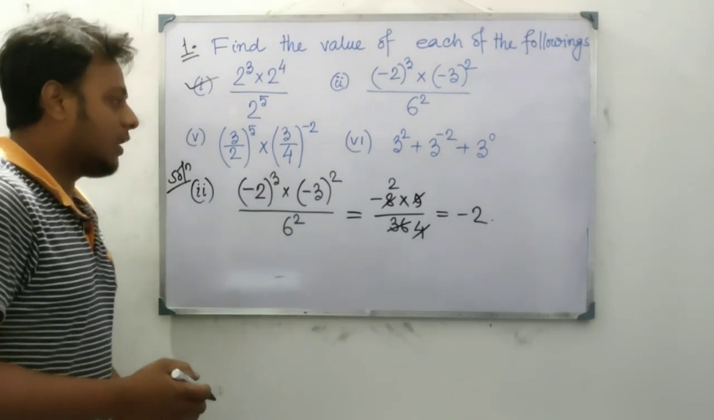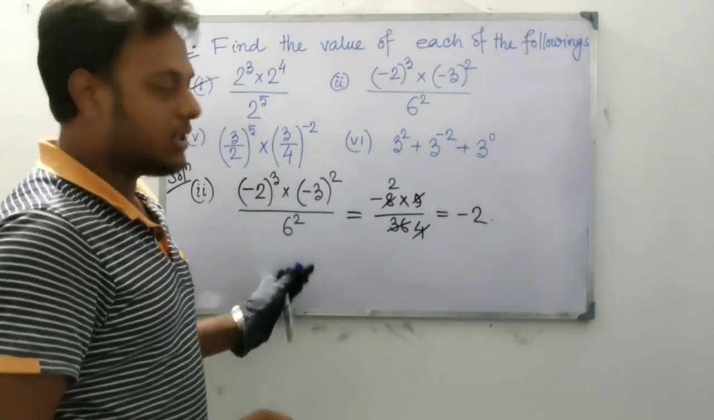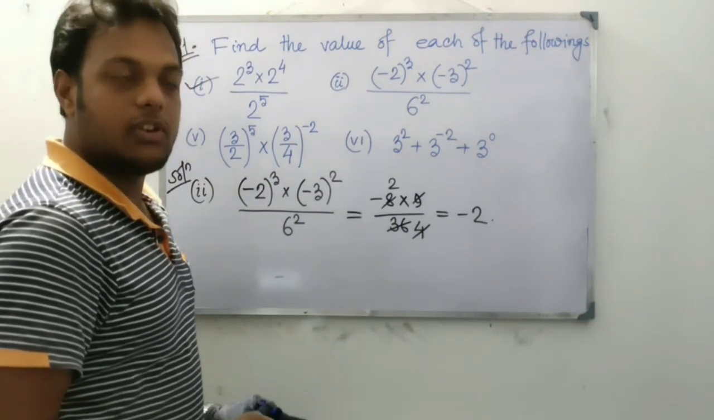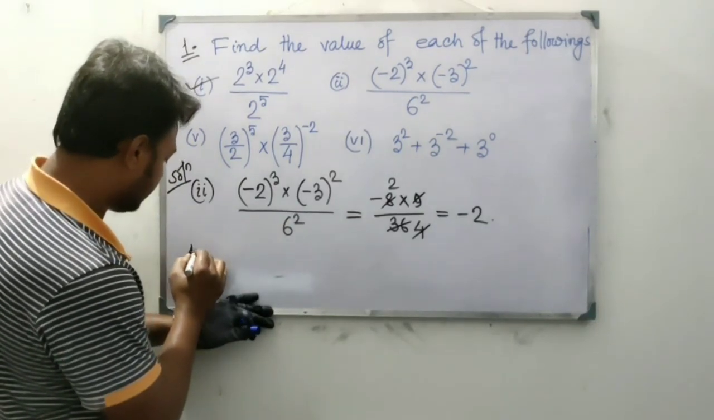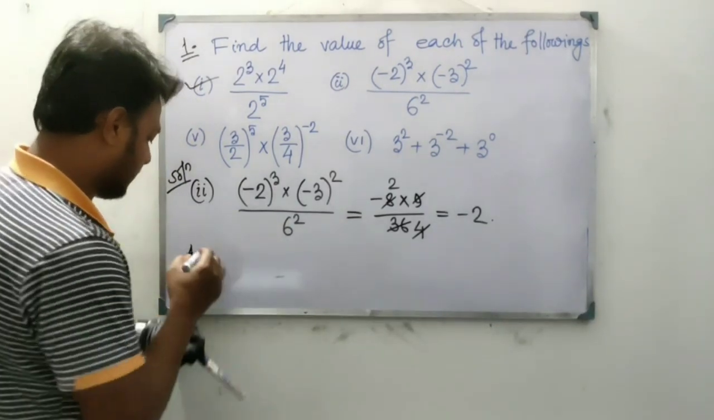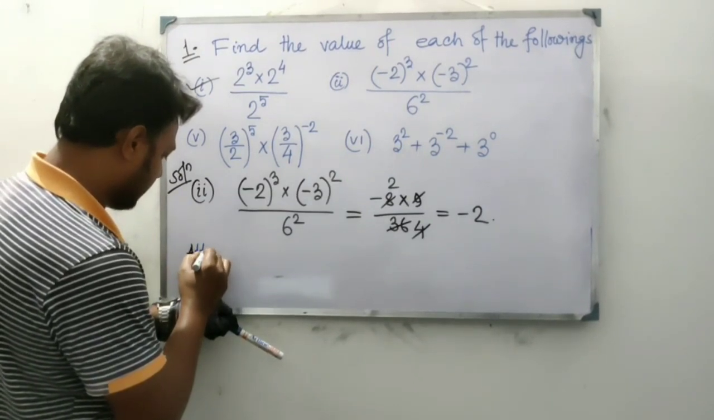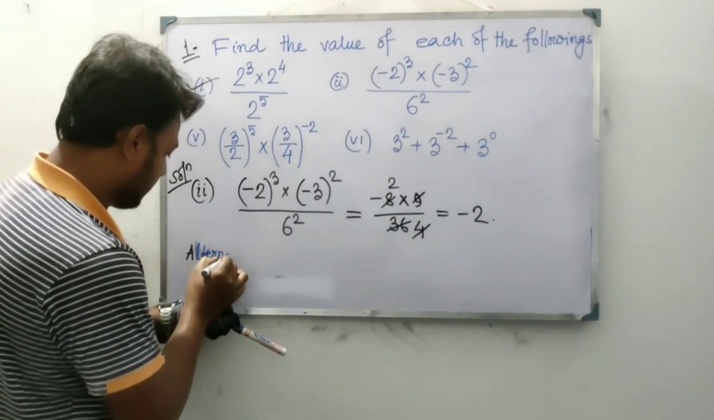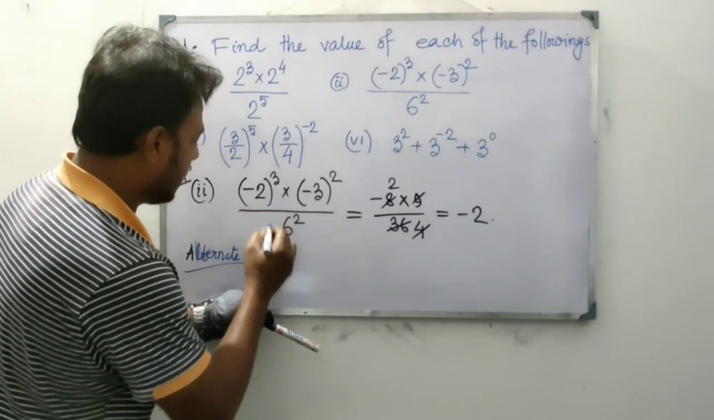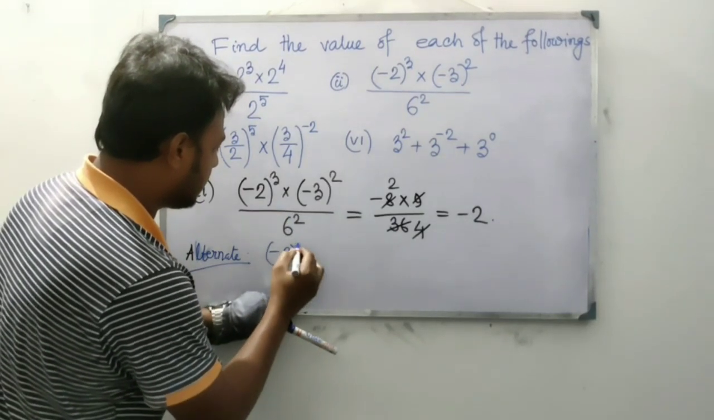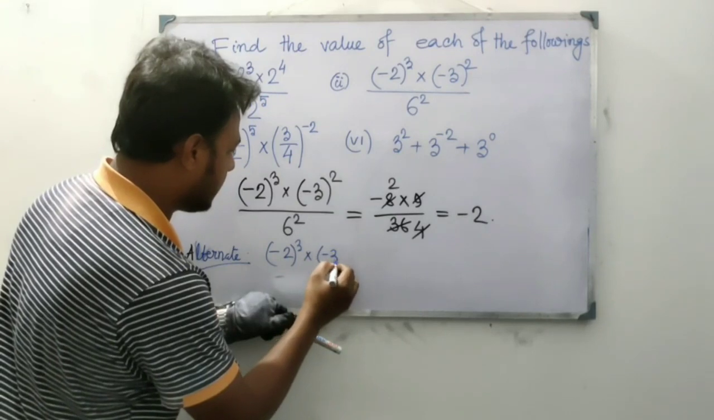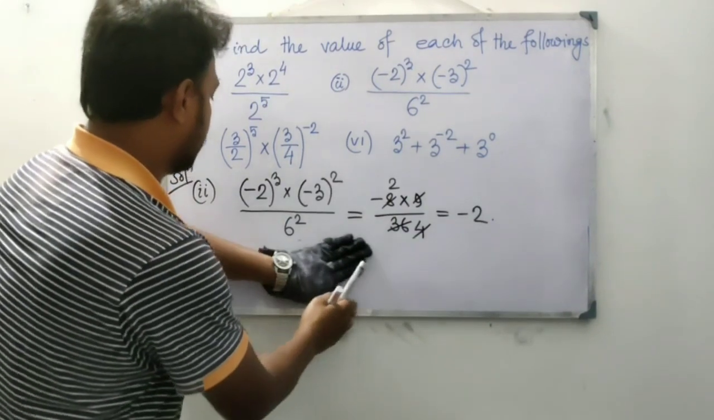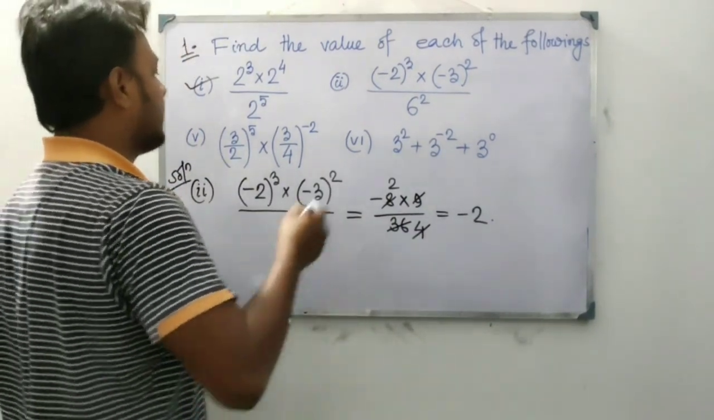We could not apply the law of indices here; without applying the law of indices, I have solved this problem. You can solve this problem by using the law of indices also. This is an alternate method. In the place of minus 2 cubed you can keep it unchanged, and minus 3 is there. So, okay, leave it. No need to solve it again. Next. So, the second problem is done.